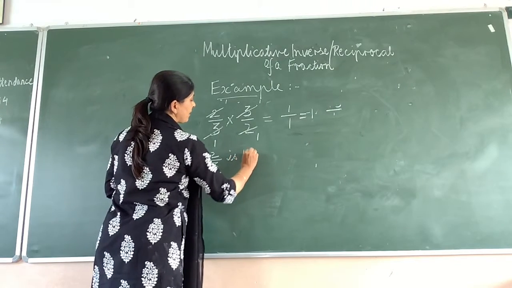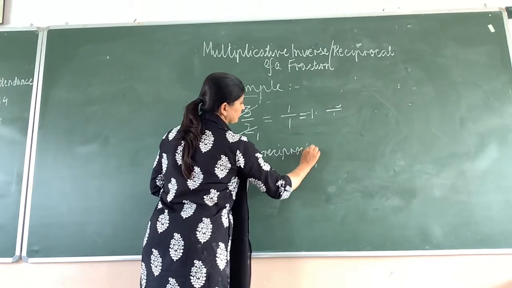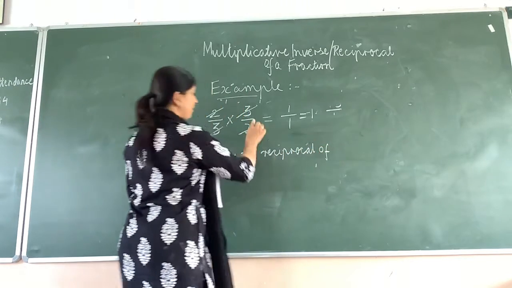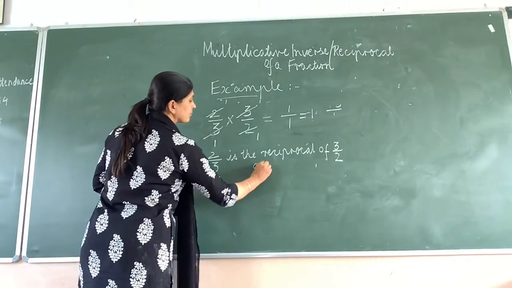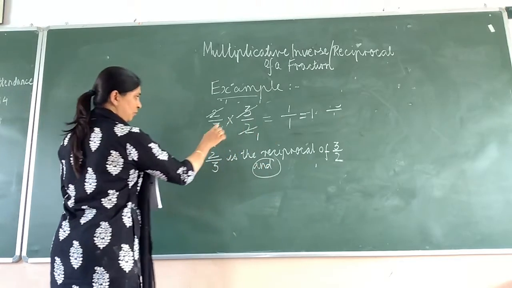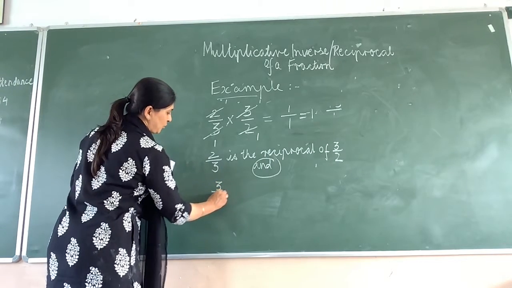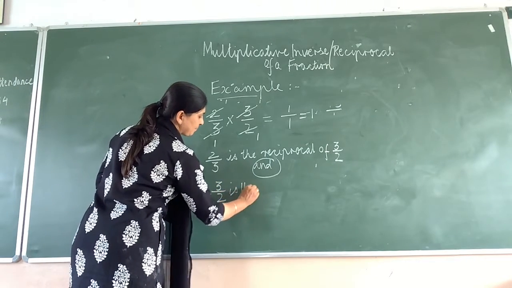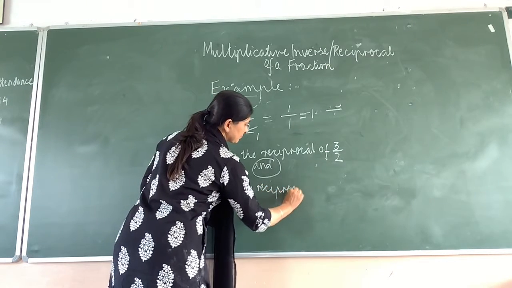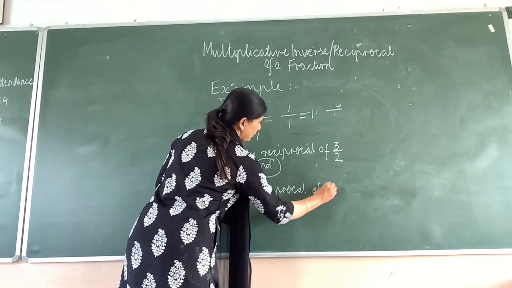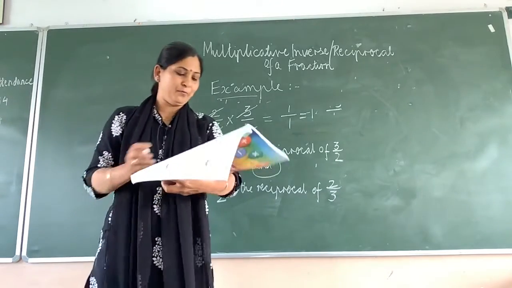2 over 3 is the reciprocal of 3 over 2. And 3 over 2 is the reciprocal of 2 over 3. Reciprocal means multiplicative inverse.